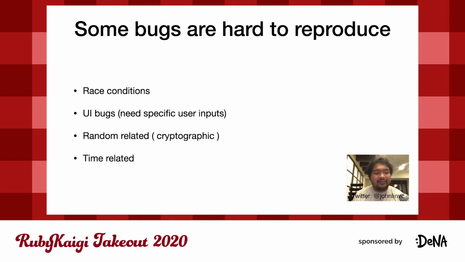And the third one is random related. If you are using any randomly generated data, like random numbers, this kind of bug is pretty hard to reproduce because you cannot easily reproduce all this random data. This is pretty related to topics like cryptography. And the last one is time related, especially if it's related to Time.now, right? Because when time has passed, you can't go back.